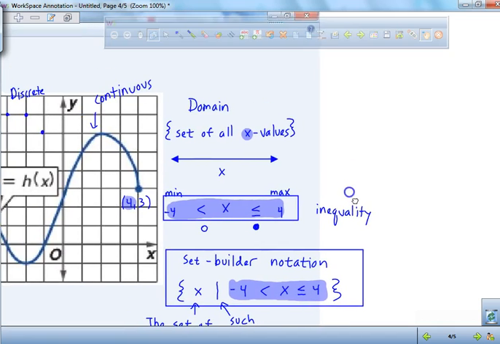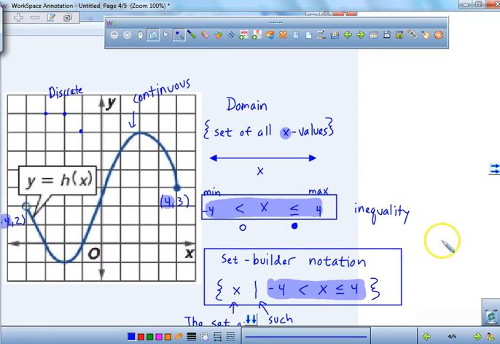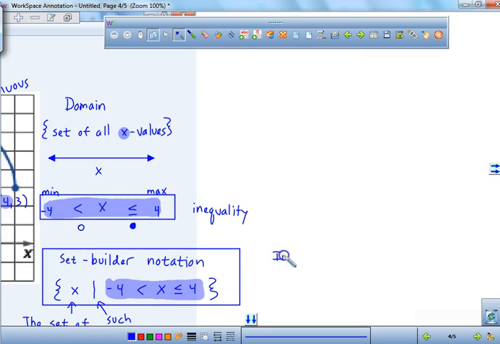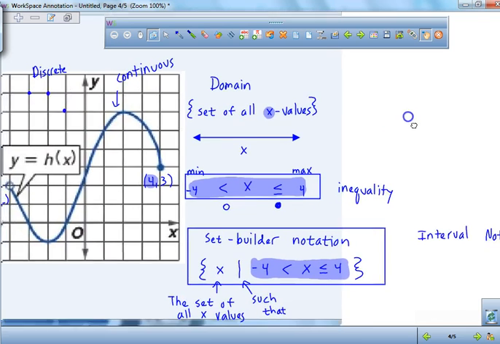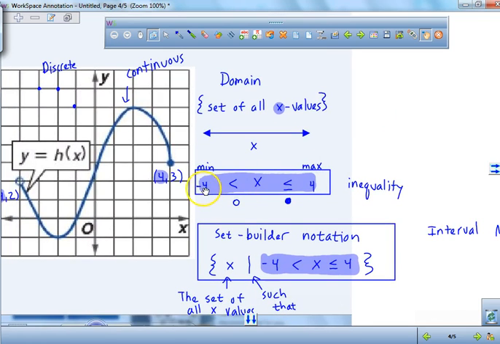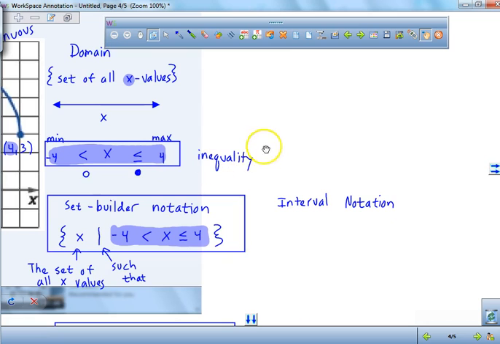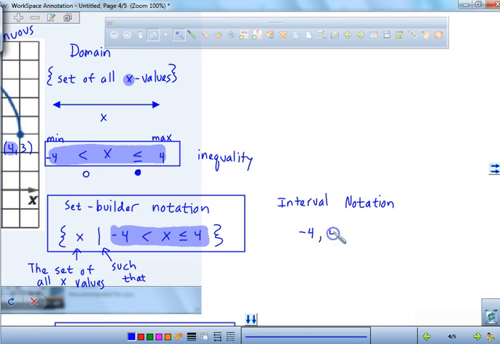Okay, the last notation we're going to talk about is interval notation, and this is the easiest of all the notations. Right over here, I'm going to write interval notation. I think it's the easiest notation to build and to write. Basically, it's saying what interval between what x values are being plotted on the graph. We already know those x values, all the x values between negative 4 and positive 4. So it's very easy. All we do is put negative 4 to positive 4.